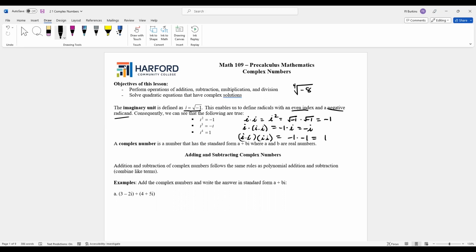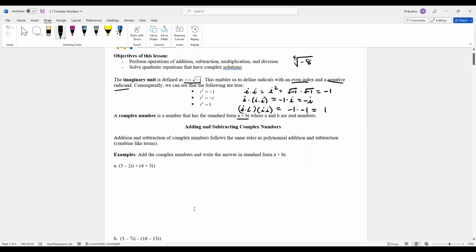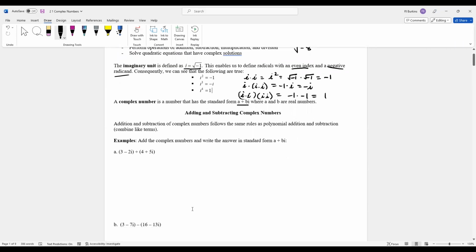So that's the imaginary number. A complex number is a number written as a plus bi. That's standard form. And a and b are real numbers. So a is just a constant, and then some number times i, which is your complex part.